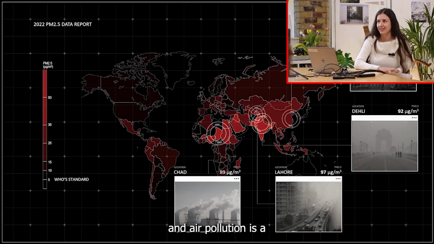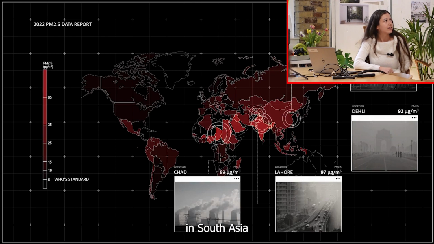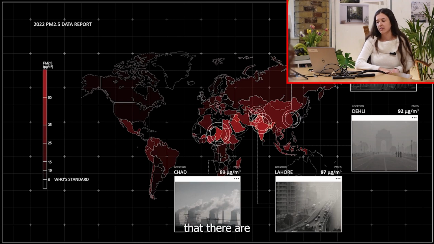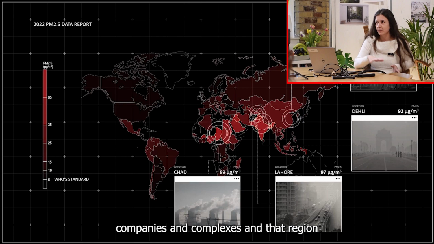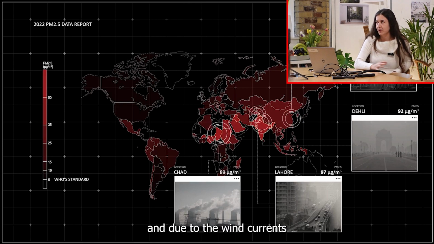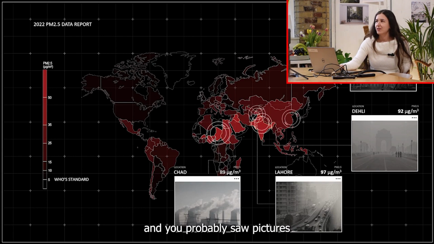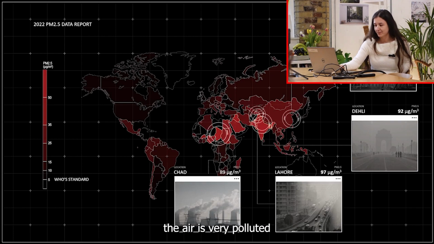Air pollution is a worldwide problem, spreading mainly in South Asia. That's mainly because there are lots of production companies and complexes in that region, and due to the wind currents, the pollution accumulates in that area. You've probably seen pictures of smog cities and people wearing masks there because the air is very polluted.